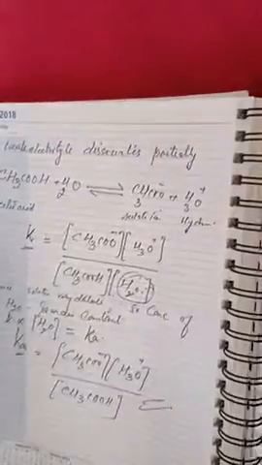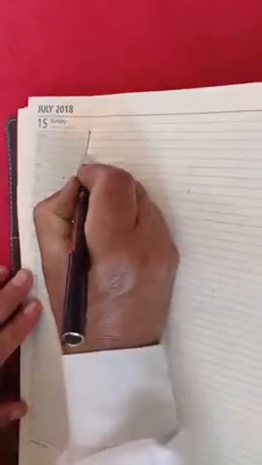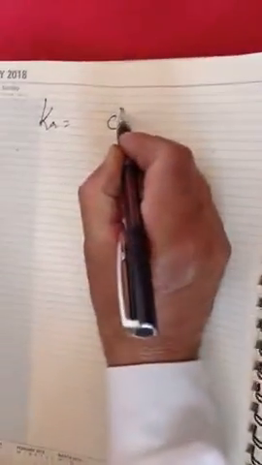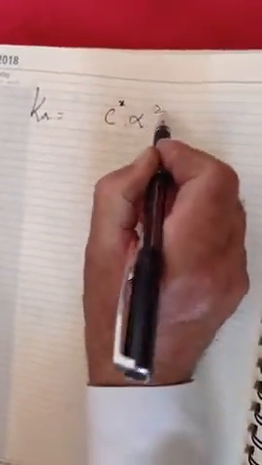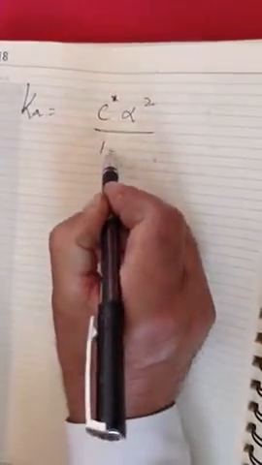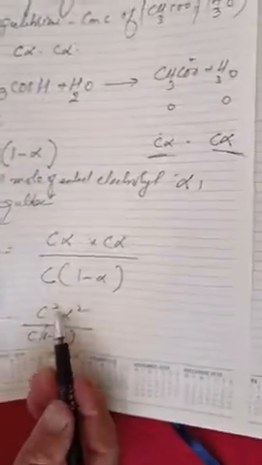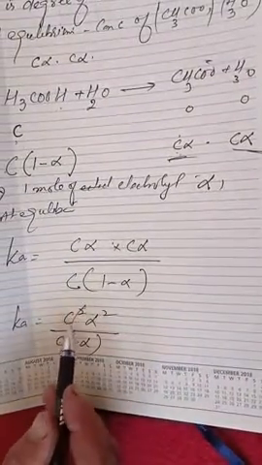This equation becomes: dissociation constant of acid Ka is equal to C square alpha square divided by C into 1 minus alpha. Here C and C will cancel, so it will be Ka equal to C alpha square divided by 1 minus alpha.